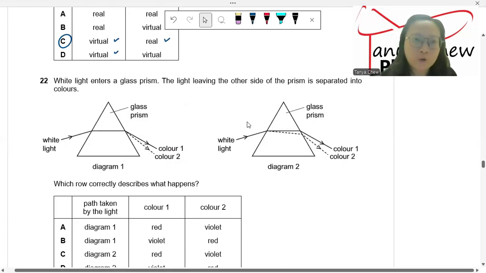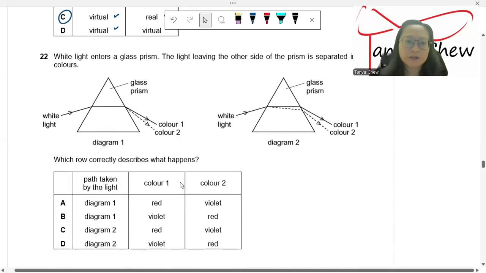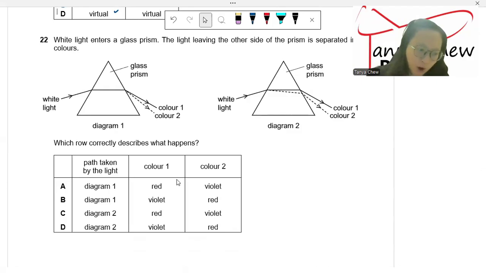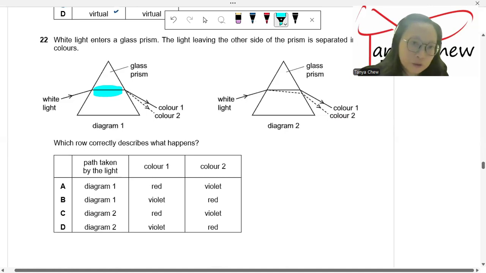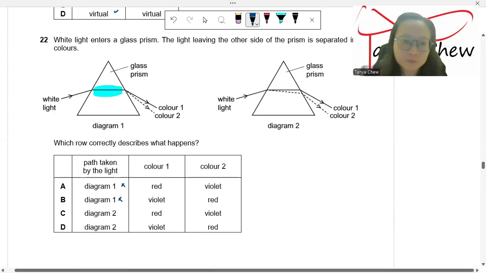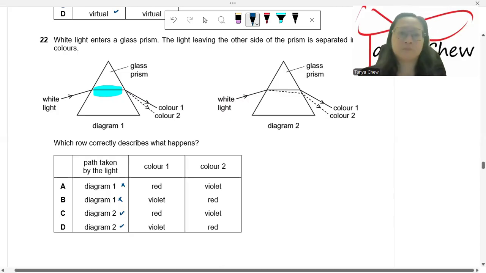Question number 22. White light enters a glass prism. The light leaving the other side of the prism is separated into colors. This is called dispersion of light. Which row correctly describes what happened? The path taken cannot be diagram 1, because in diagram 1 it seems like this part of the light is not being dispersed, whereas it has already passed through the glass prism. It has to be diagram 2. It has to be refracted already. Refraction by the glass prism is called dispersion. So diagram 2 is the correct path.